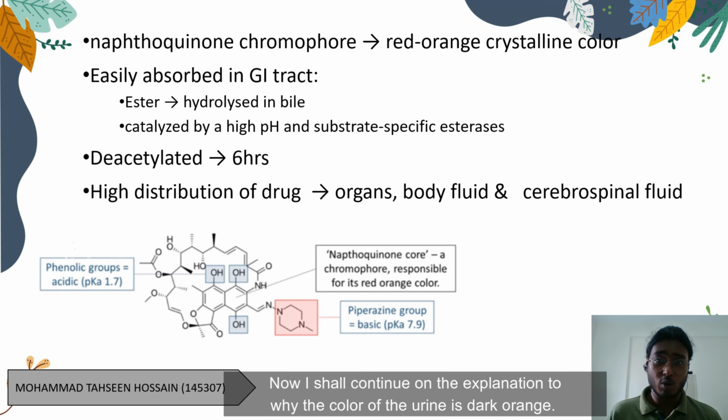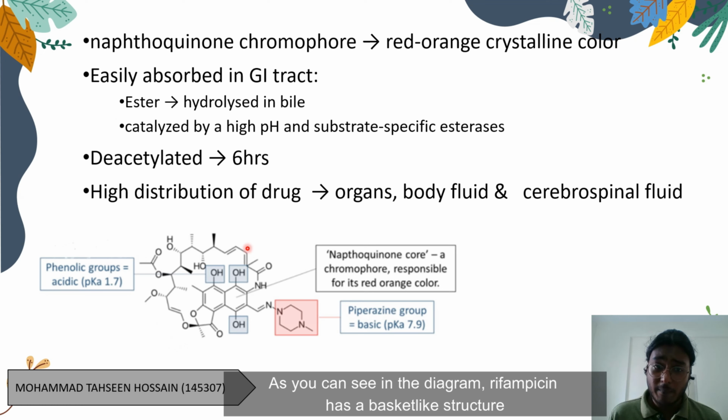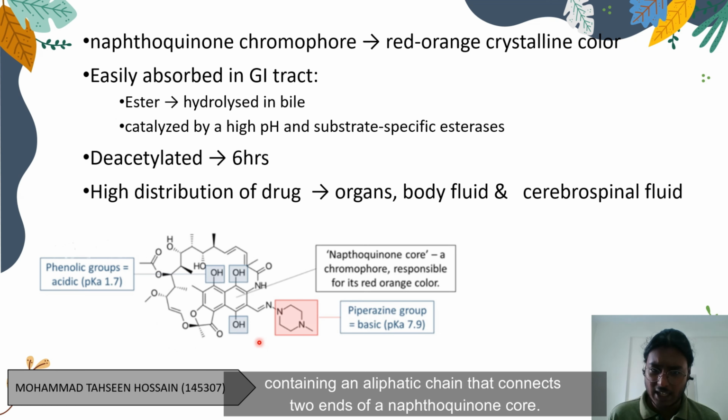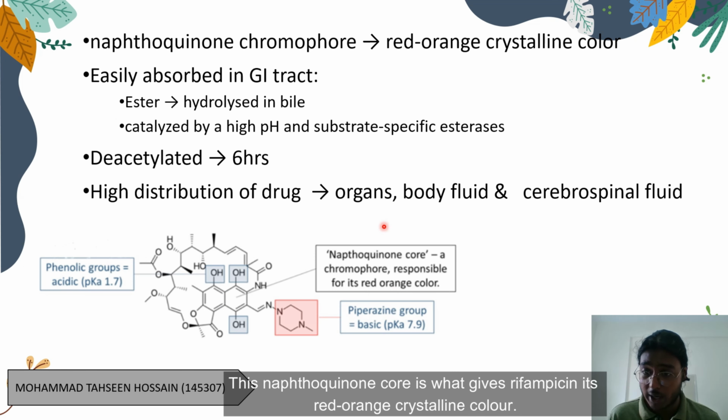Rifampicin is a polyketide that belongs to a group of antimicrobial agents known as ansamycins. As you can see in this diagram, rifampicin has a basket-like structure containing an aliphatic chain that connects two ends of a naphthoquinone core. This naphthoquinone core is what gives rifampicin its red-orange crystalline color.